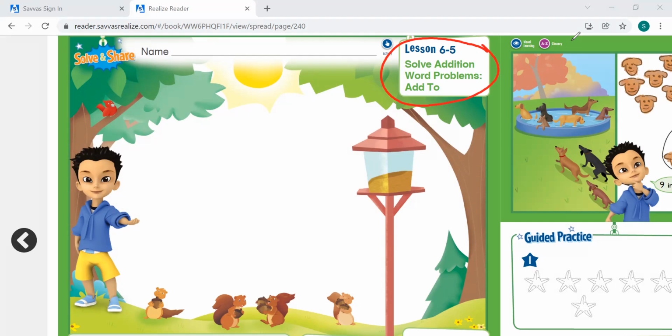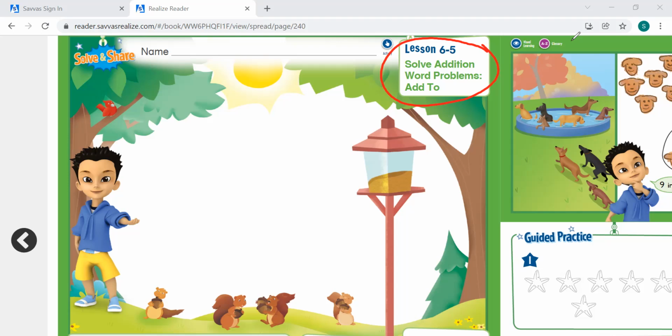There are 4 squirrels, and they're eating lunch at the squirrel feeder. 2 more squirrels join in. How many squirrels are eating at the feeder now? We're going to show how we know in 2 different ways.